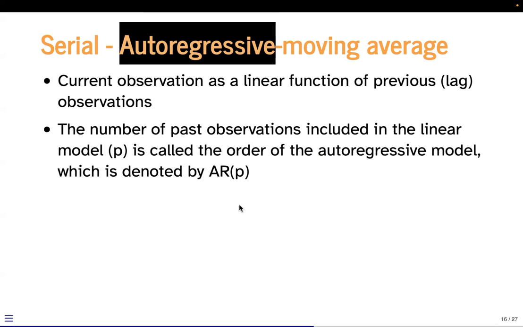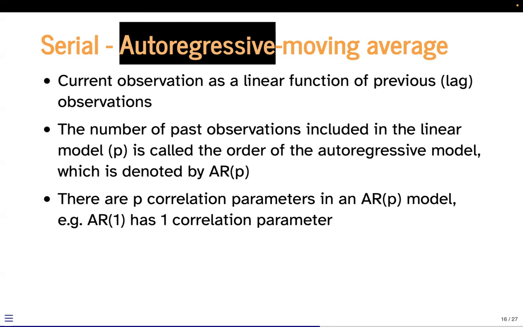How many lags you use here is going to define the autoregressive order P. P is going to be the number of lags. So AR1, autoregressive order one, is the most common one, where you just go one step back in time to calculate that correlation.